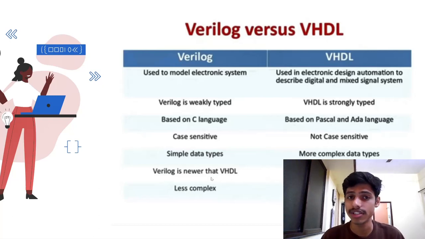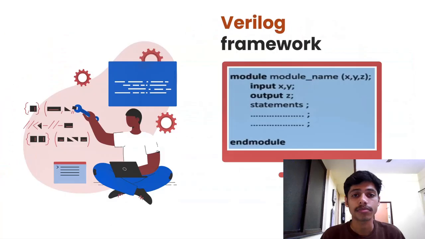Verilog is newer than VHDL. Of course, it is newer than VHDL. First, VHDL was developed. After that, Verilog was developed. Verilog is basically used for verification of the codes, or we can say the circuits which we have made. For further verification, we use Verilog, and for development also, it can be used. So VHDL is the older version of Verilog. Verilog is less complex than VHDL, and VHDL is more complex obviously.